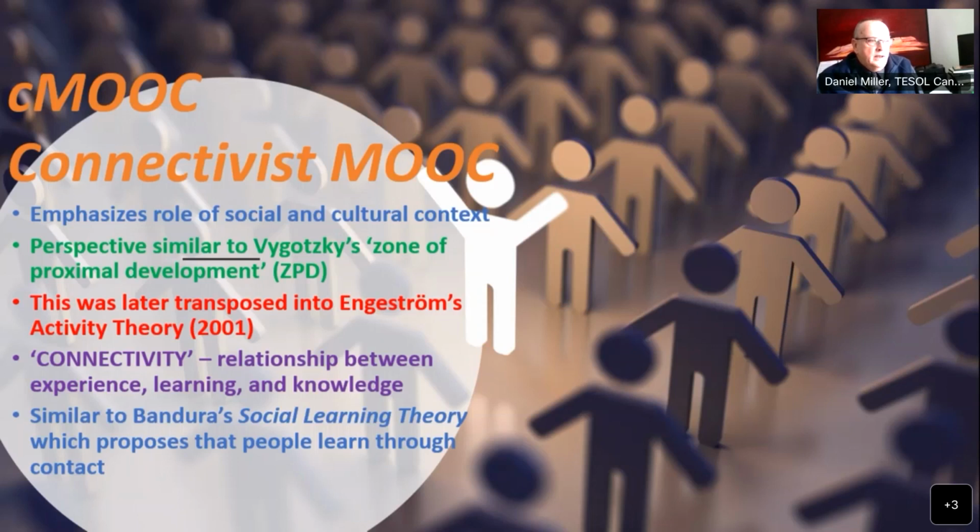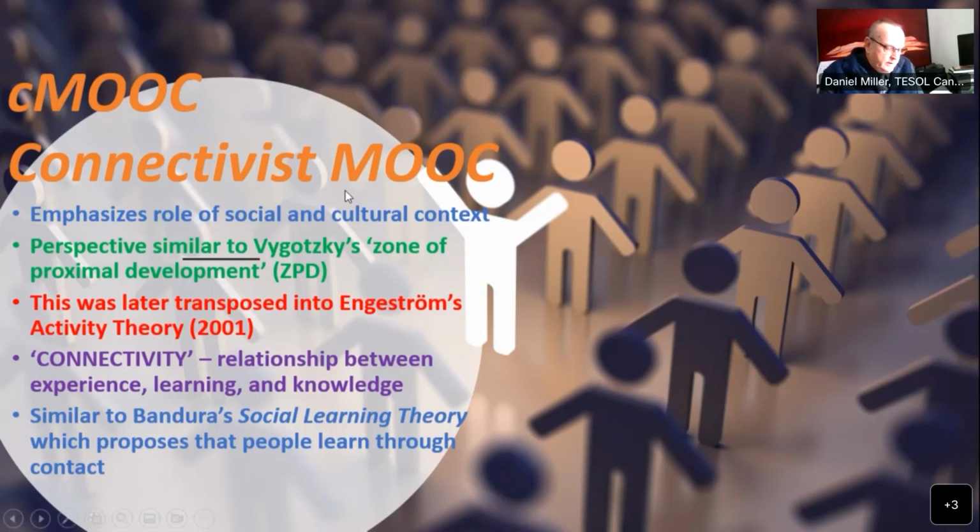The connectivity is the relationship between experience, learning, and knowledge, similar to Bandura's social learning theory, which proposes that people learn through contact. The different names that you see listed on this slide, Vygotsky, Engstrom, and Bandura, you need to be aware of those names and you need to know what their theories relate to. You need to know what Vygotsky's zone of proximal development is about, and you need to know what Engstrom's activity theory is about.